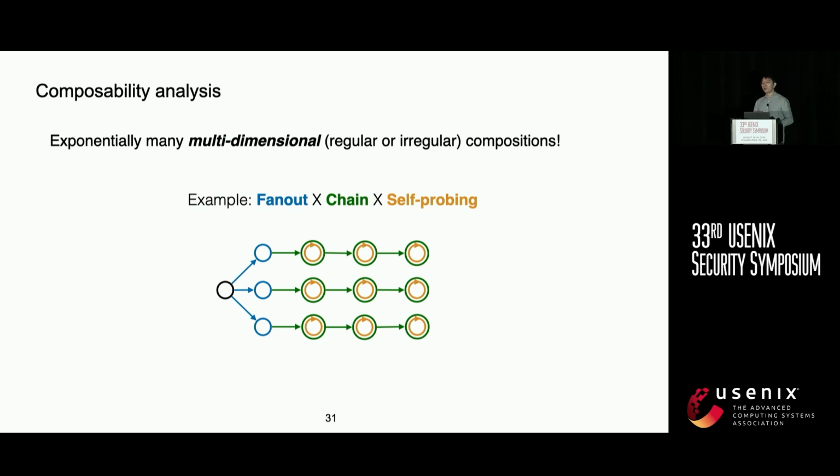Now, what else can we do with the composability analysis? Well, we can go beyond 2 dimensions, right? So here's an example of 3D regular compositions where each derivative of the secondary chain initiates a tertiary self-probing primitive, right? By constructing such multidimensional compositions, potential irregular compositions, we can explore the amplification potential of a resolver until we reach its limit.